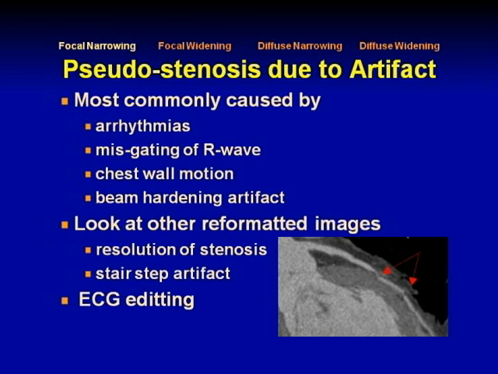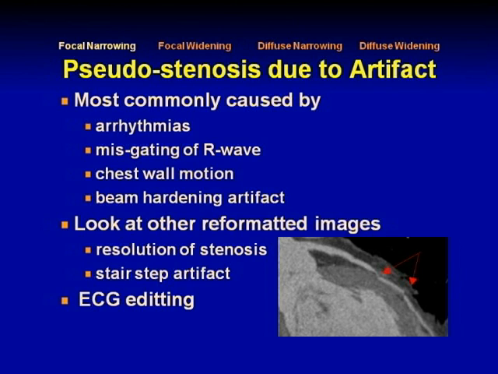Pseudostenosis can be caused by artifacts, most commonly by arrhythmias, non-gating of the R wave, chest wall motion, or beam hardening artifact. And how can you tell if this is an artifact or not? Well, one way to do that is to look at other reformatted images. When you do that, you either look for resolution of that stenosis or look for stair-step artifact. Both of those are signs of the artifactual nature of that finding. Sometimes EKG editing is needed to resolve that stenosis.